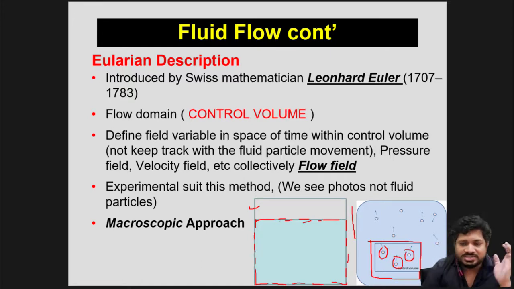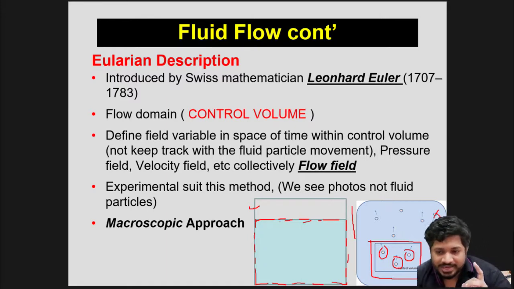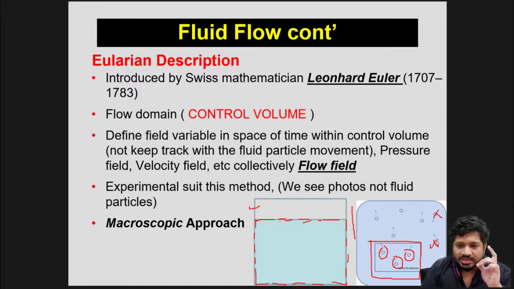So in Eulerian description of fluid flow, individual particles are not identified. So I'm not going to follow each particle separately. The control volume has been defined. Pressure, velocity, acceleration, and all other fluid properties within the control volume are basically expressed. And these properties are expressed as a function of space and time, as you can see in the figure.